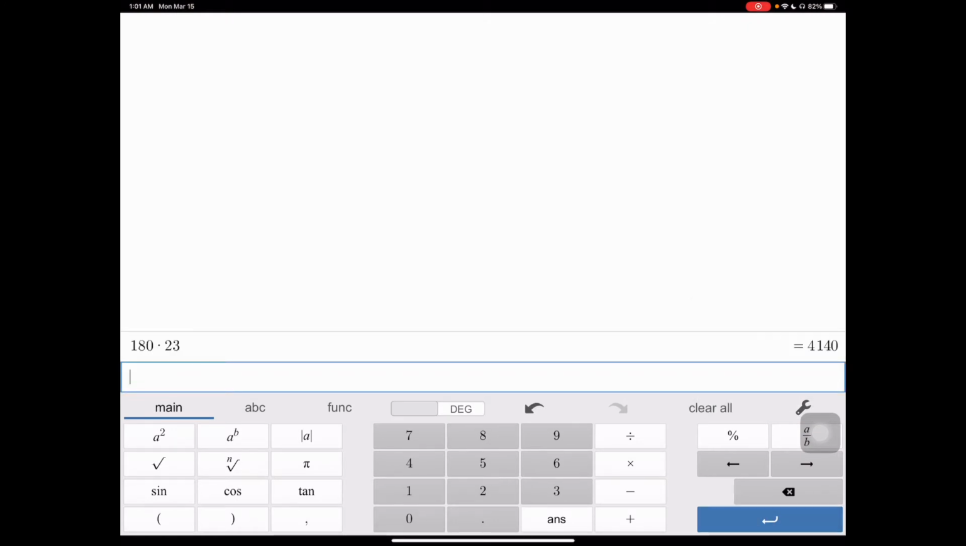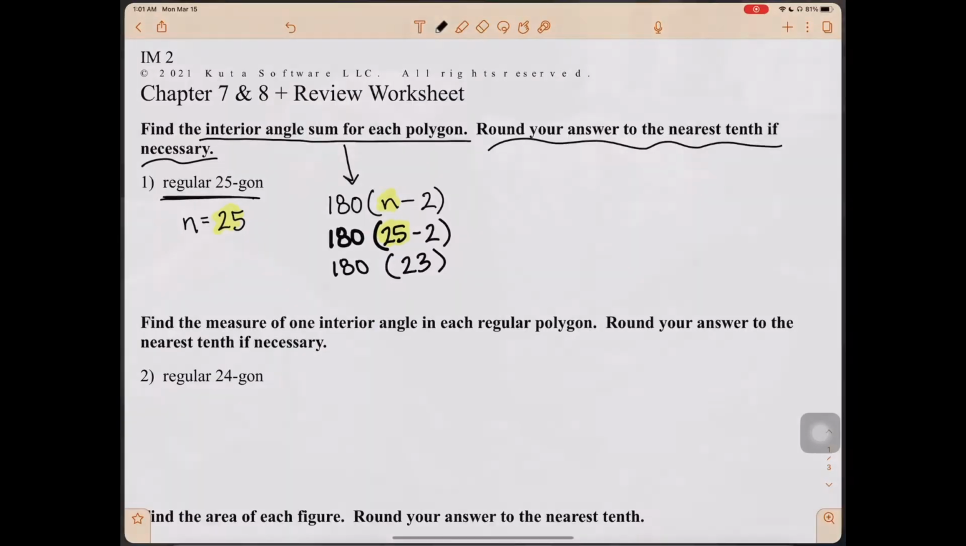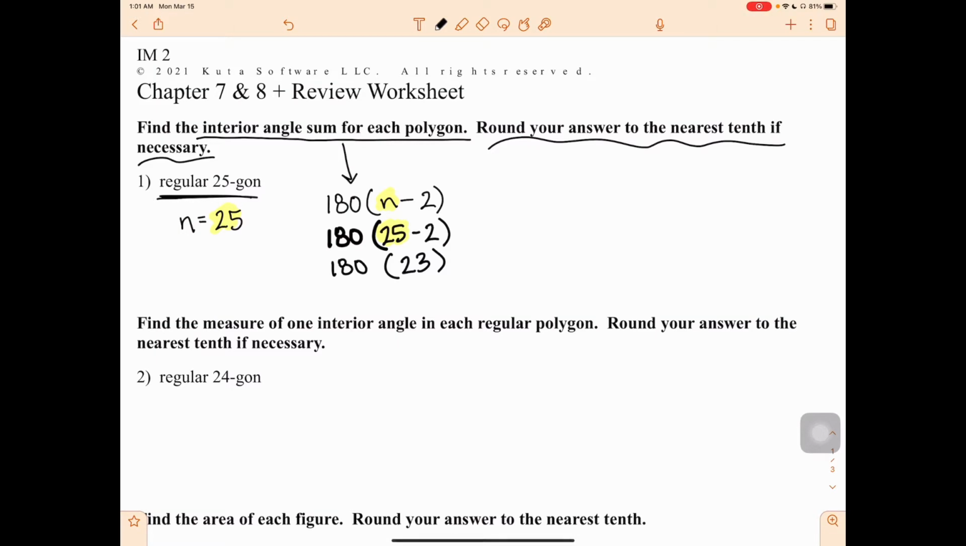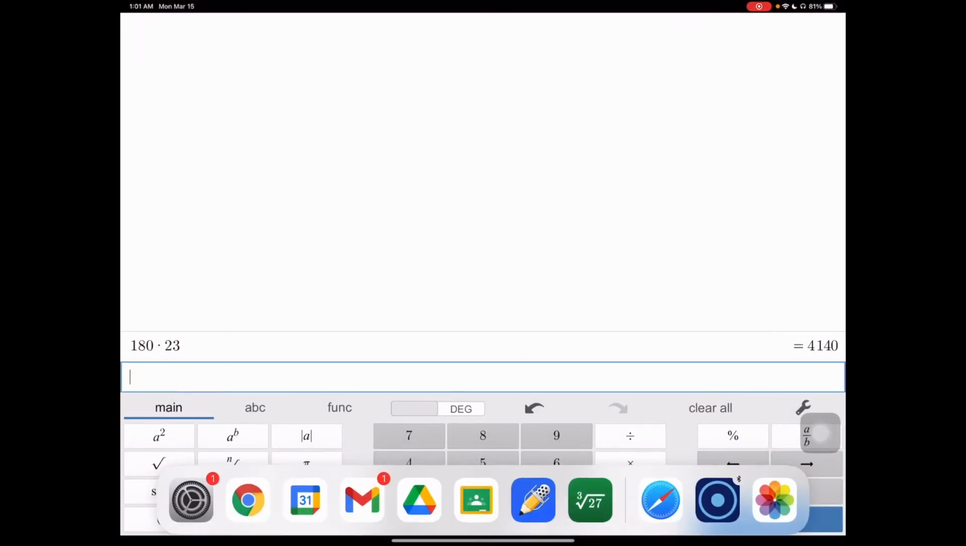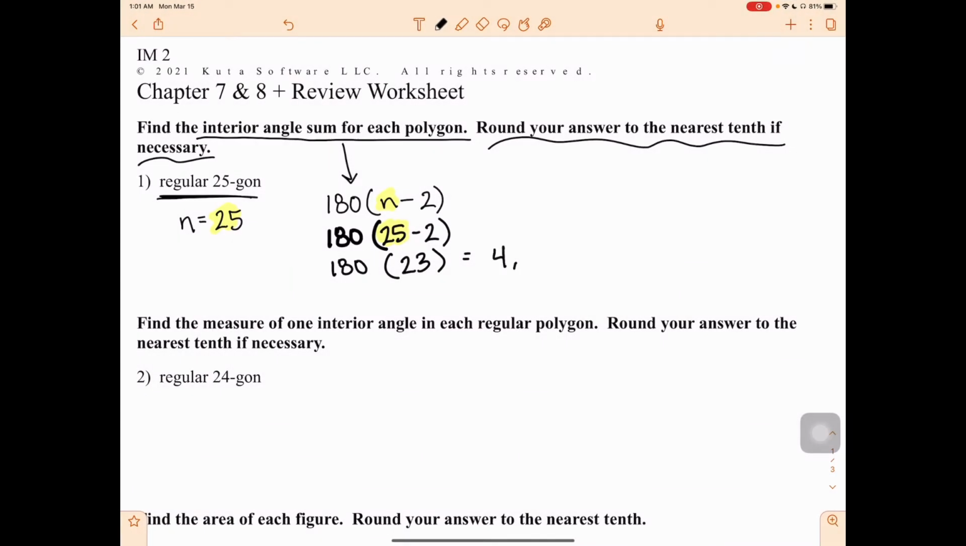180 times 23 is 4,140. All right, so 180 times, let me make sure I did that right. 180 times 23, yep, 4,140 degrees. So that is the sum of the interior angles.